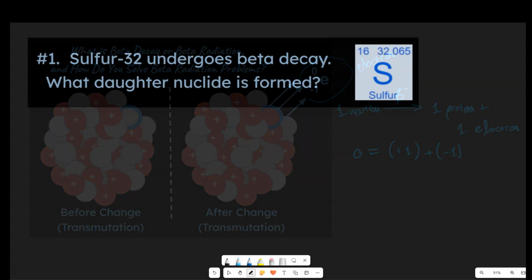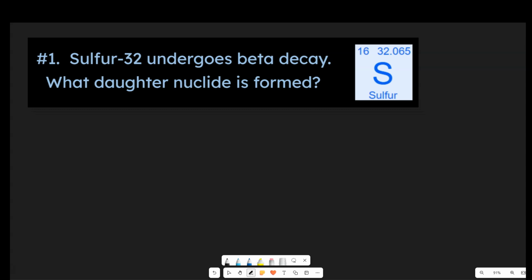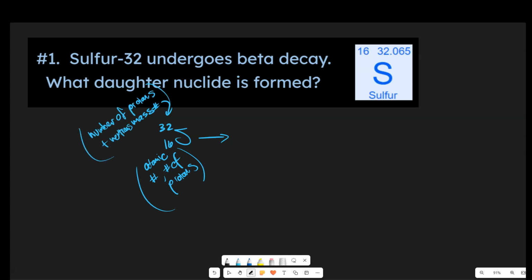Okay, and so here's the problem that we have. Sulfur 32 undergoes beta decay. So the way we're going to write this is sulfur, it's got 16 protons. This one has 32 protons plus neutrons. As a quick reminder, this is our mass number up here, and this is our atomic number, which is the number of protons. And the mass number at the top is the number of protons plus neutrons.